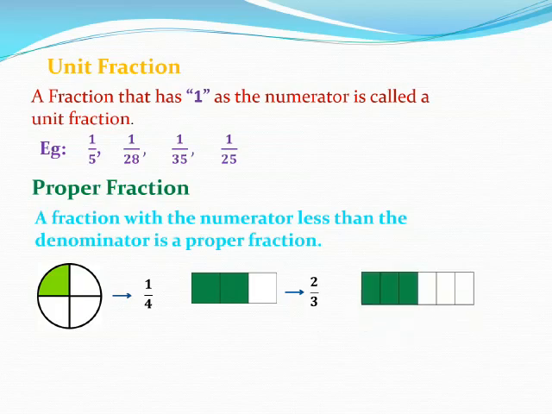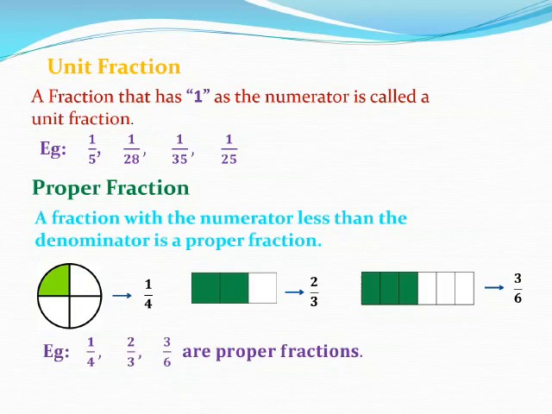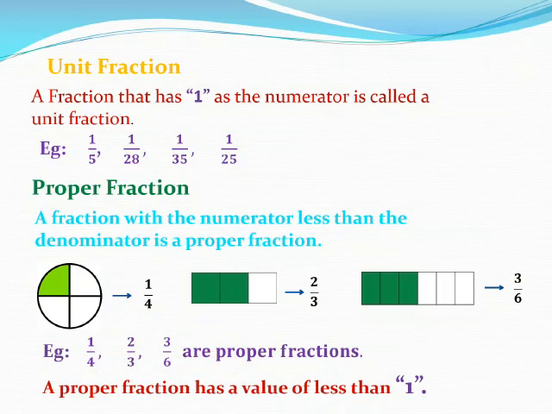One more figure. In this figure, you can see there are 6 equal parts. The whole is divided into 6 equal parts. Out of that, 3 parts are shaded. So the fraction for this part is 3 by 6. So the numerator 3 is smaller than the denominator 6. So this is also an example of a proper fraction. Now you have to remember always that a proper fraction has a value of less than 1.